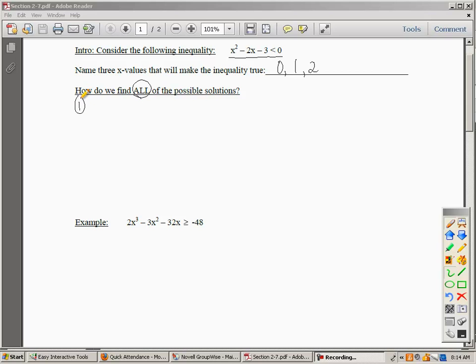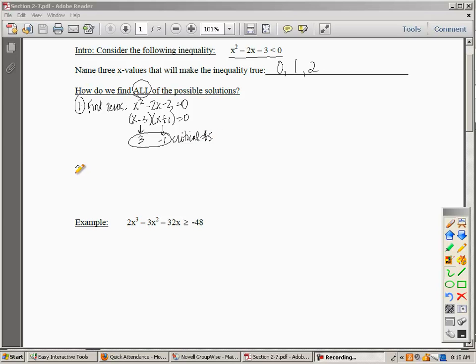The first thing we're going to do is find the zeros. Okay, so we're going to take our polynomial, x squared minus 2x minus 3, and we're going to set it equal to 0. And in this case, you can factor this, x minus 3 and an x plus 1. And if I set it equal to 0, I get that x is 3 and x is negative 1. These are what we call critical numbers.